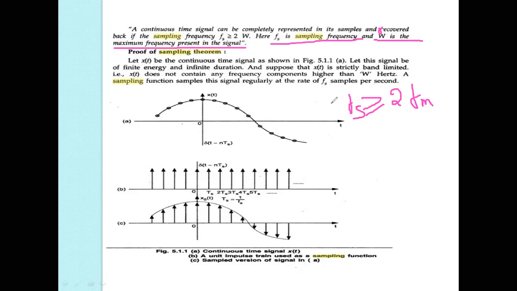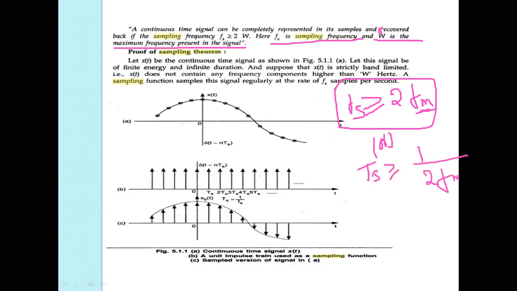Another way we can write the same sampling theorem: a signal which is band limited to Fm hertz can be completely recovered from its samples if the samples are taken at the rate of Fs greater than or equal to 2 Fm, or Ts, which is inversely proportional to the frequency, is less than or equal to 1 by 2 Fm. Both are correct.